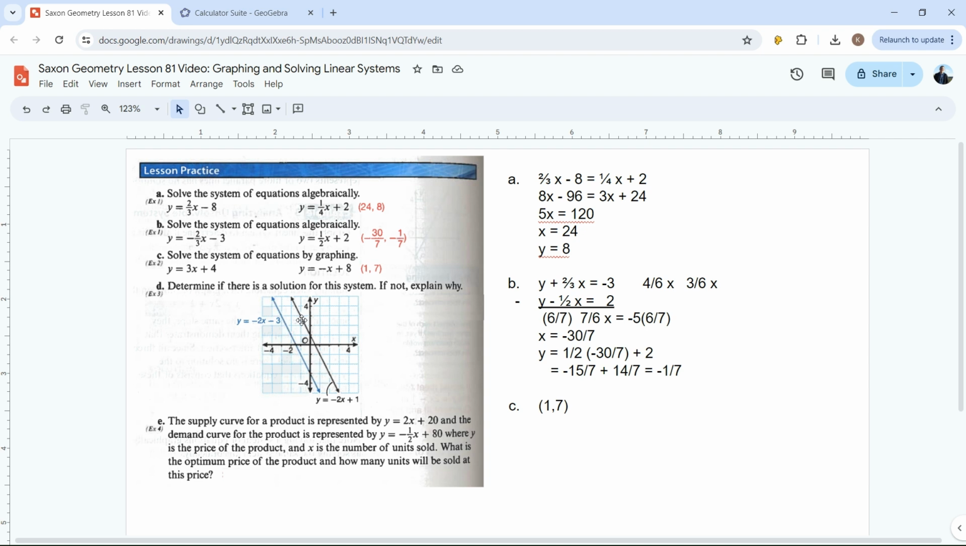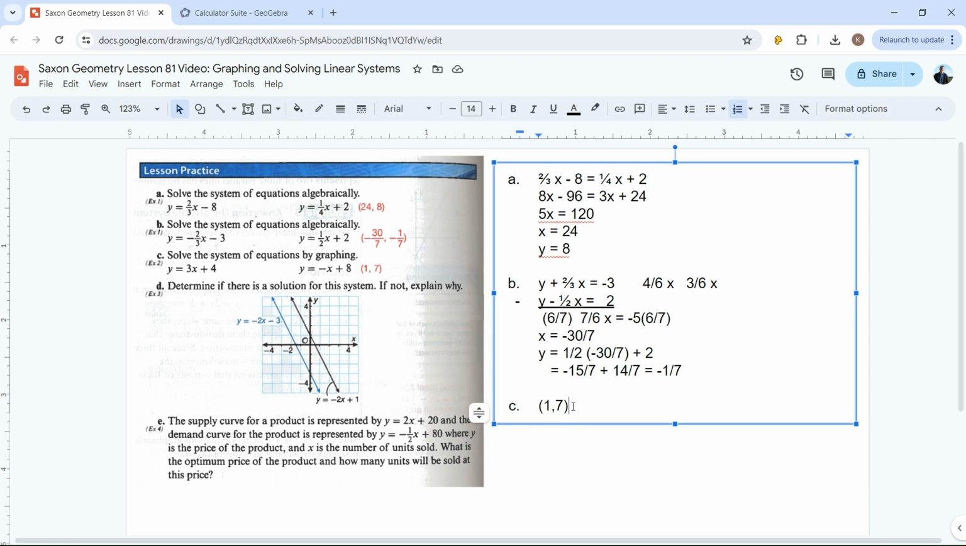Because remember, the solution for a system of equations is the point where the two lines or the two graphs of the equations intersect. These two graphs will never intersect each other. Hey, what would happen if we just tried to solve this anyway using substitution? All right. So if I try to use substitution for letter D, look what happens. And I'm just going to note that this is letter D.